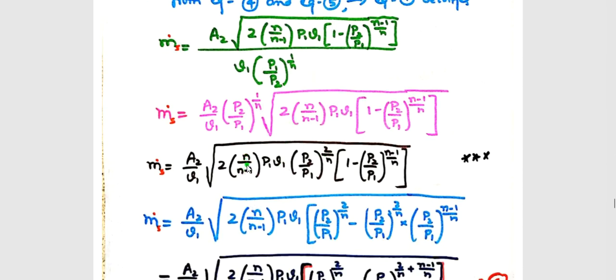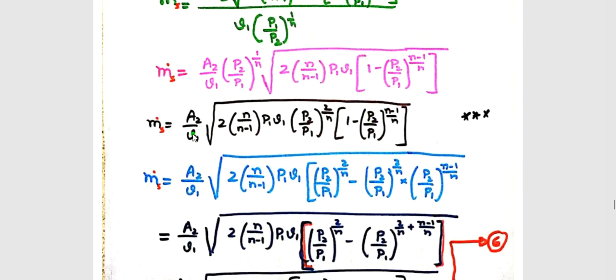So 2 into n by n minus 1 P1 V1 as it is. So this term I have taken here, and this term is as it is. I have taken 1 minus P2 by P1 to the power of n minus 1 by n. So this is one very important step you need to remember. Once you have done this step, the next one is easy. So A2 again as it is, nothing changes in the equation with these parameters. This is also same, n by n minus 1 P1 V1.